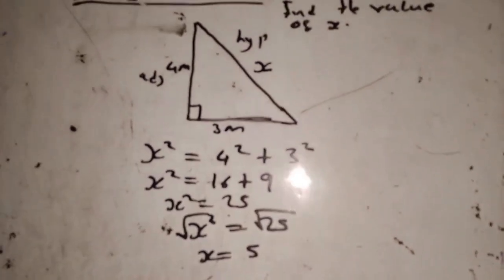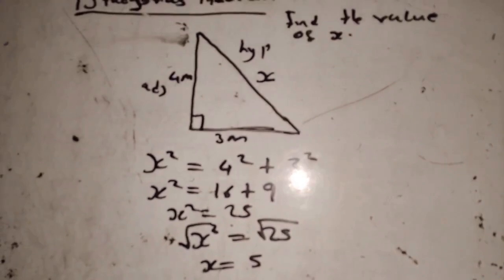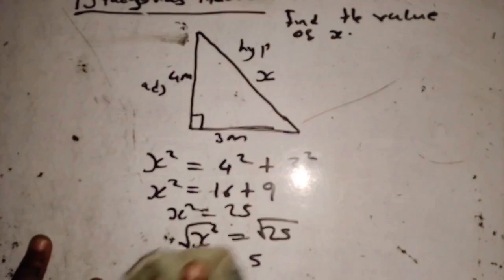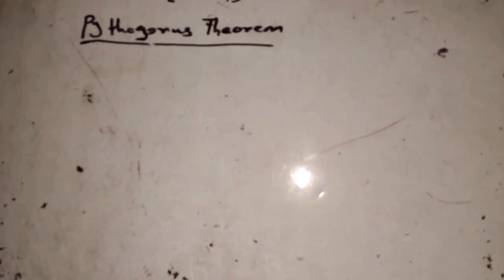Let's look at another example, which is example 2. Remember, we're dealing with trigonometry, and these are the basics. We're still on Pythagoras theorem, so make sure you follow attentively, because this is the foundation. If you miss the foundation, you won't build where you are going. Okay, so let's do another quick example.